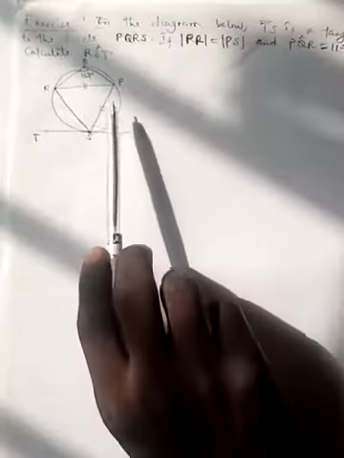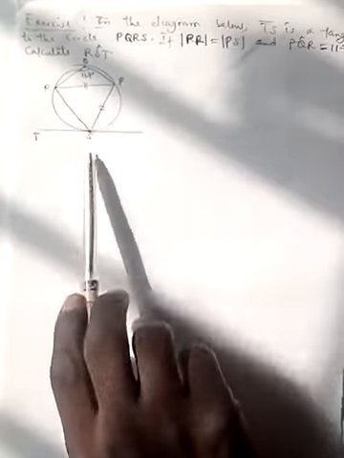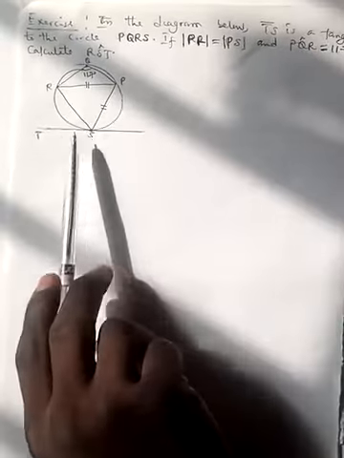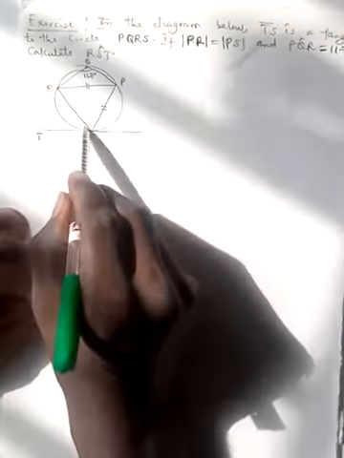It says PR equals PS. Obviously, this symbol means this side and this side are equal, and PQR is 117 degrees. Calculate RST. Okay, so you are asked to find this angle.